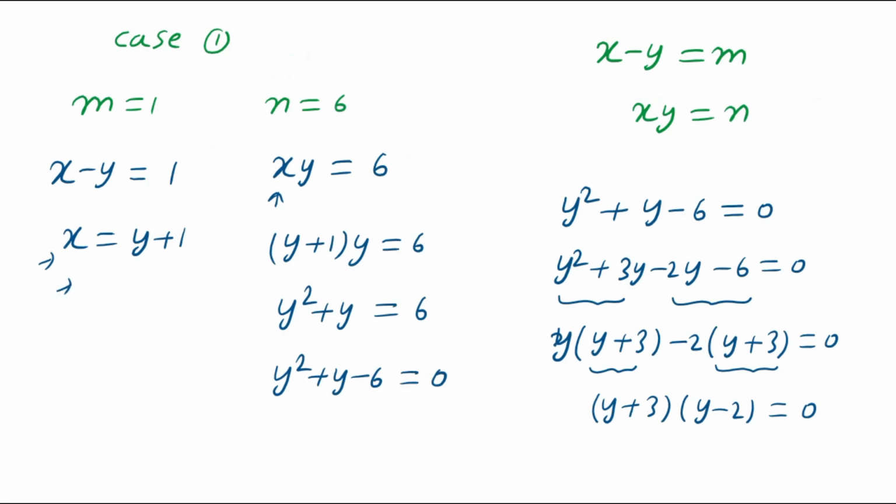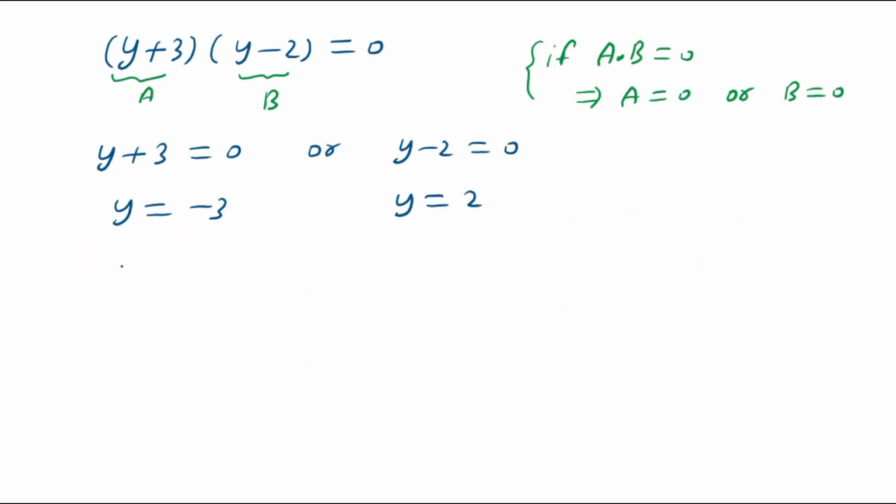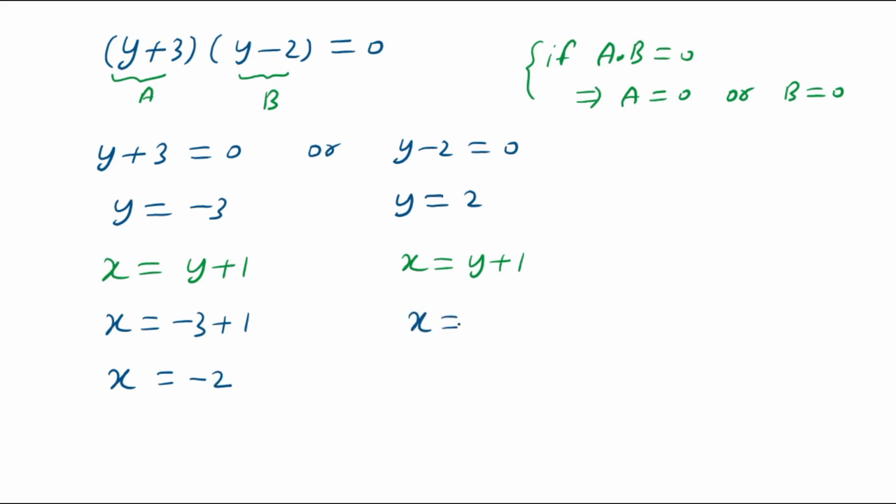And x is y plus 1. X is equals to y plus 1, and here also x is equals to y plus 1. Then x is equals to y is replaced by minus 3 plus 1. X is equals to minus 3 plus 1, which is minus 2. Here x is equals to y is replaced by 2 plus 1. Then x is equals to 3.